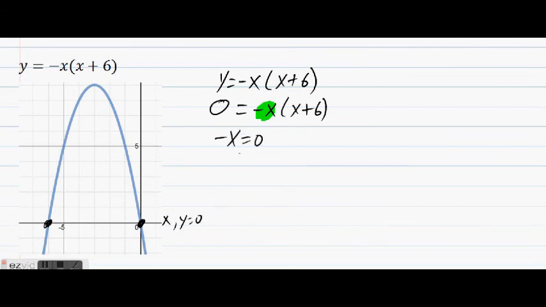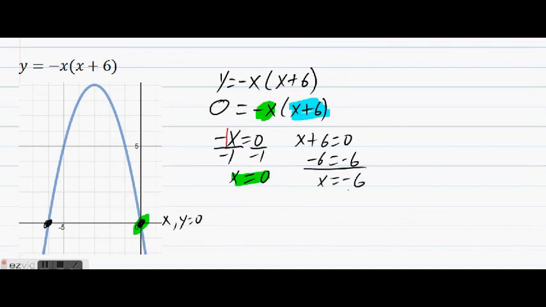So negative x equals 0. x plus 6 equals 0. Well, you guys know by now there's that 1 sitting there. People in math are lazy. So what am I going to divide by? I'm dividing both sides by -1. Well, x equals 0. Yes, x equals 0. And then subtract 6 from both sides. X equals -6.